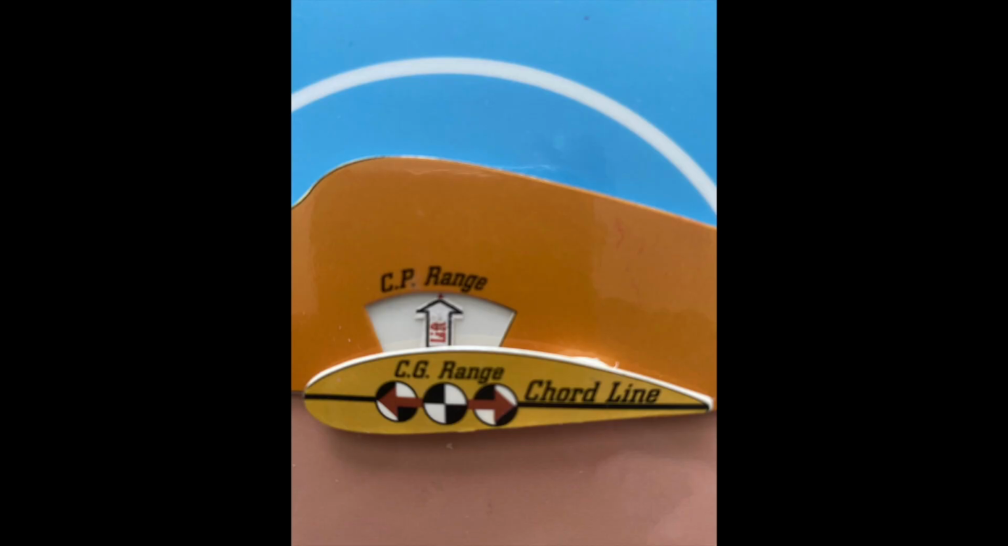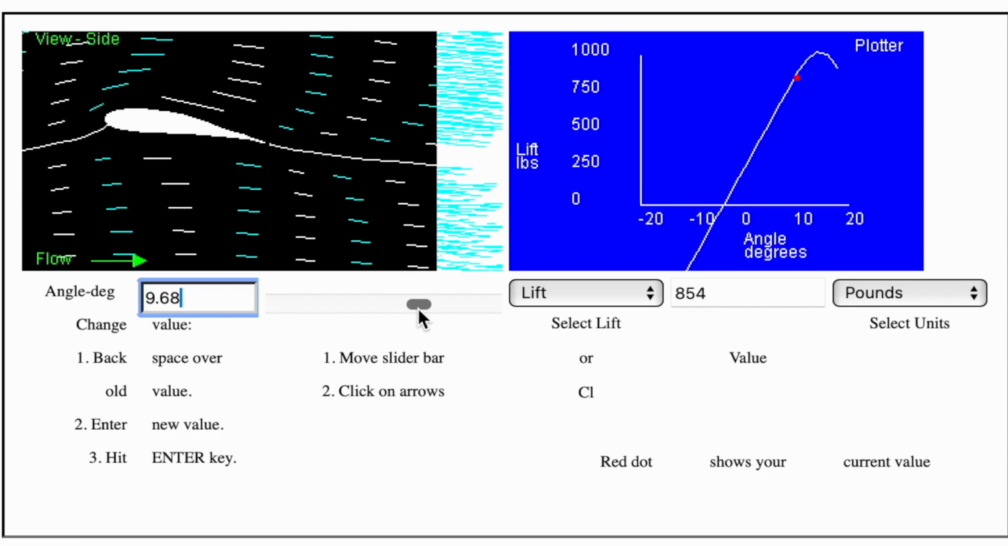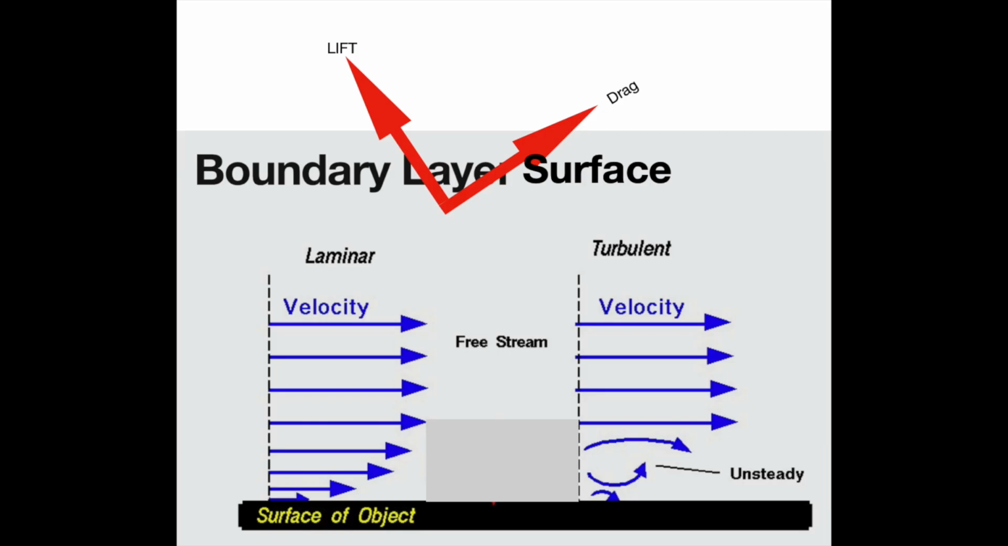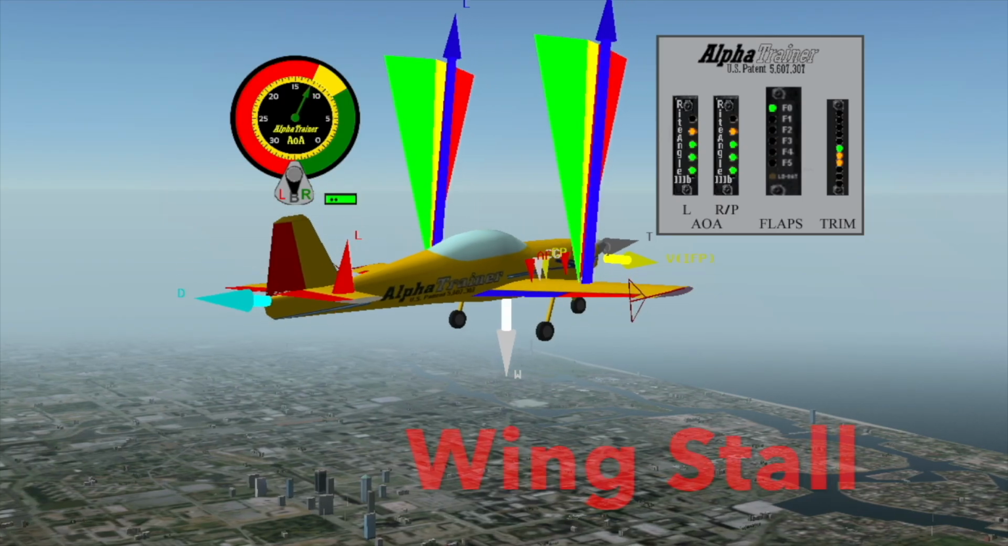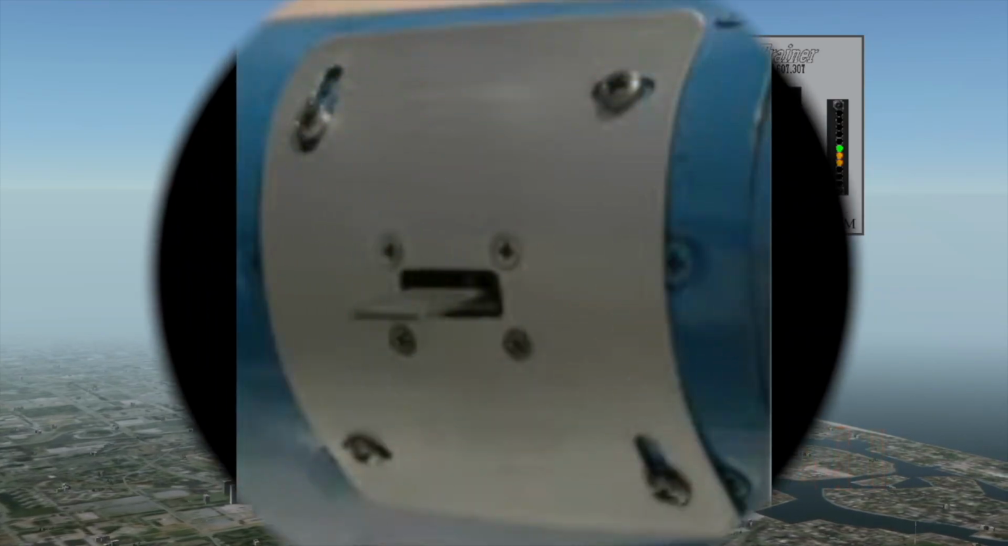Angle of attack is the angle between the wing's chord line and the oncoming airflow. It is the primary factor influencing boundary layer behavior. When angle of attack increases beyond a critical point, separation of the boundary layer occurs, which is commonly called wing stall or just stall.